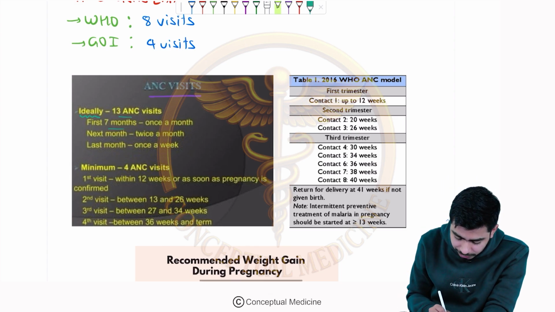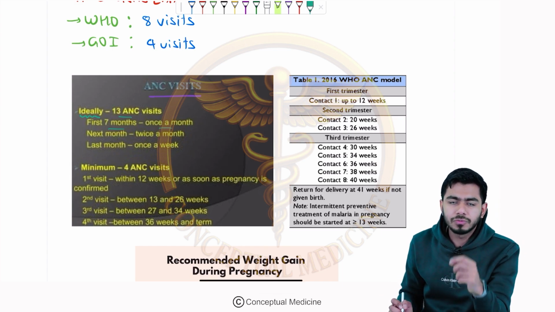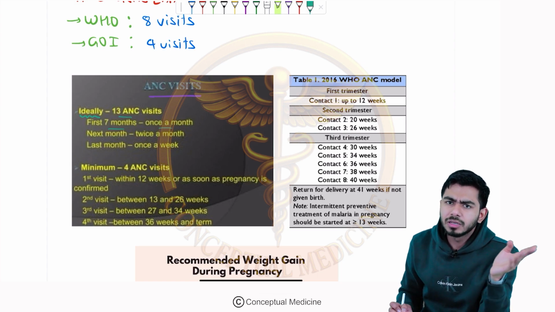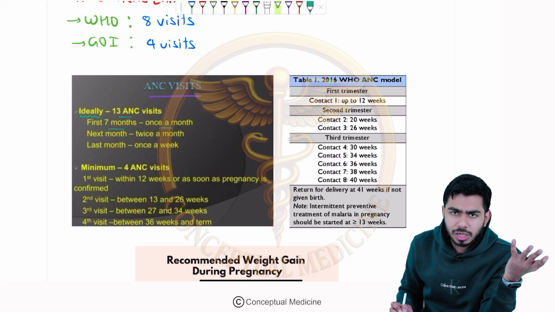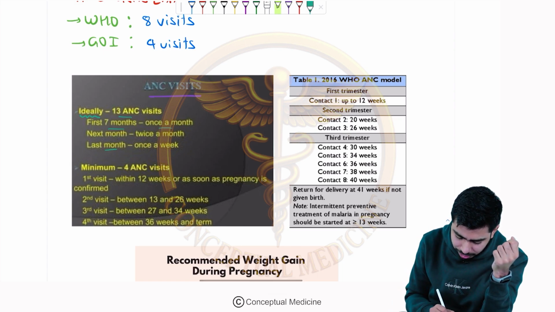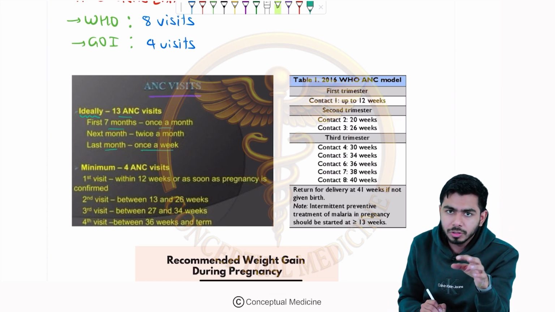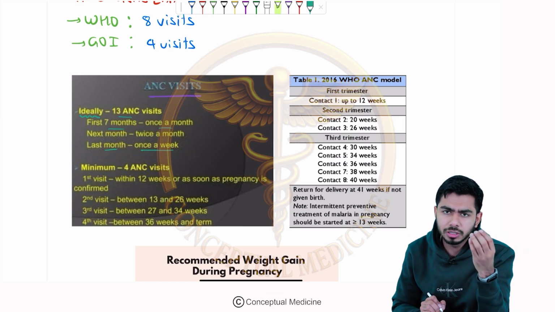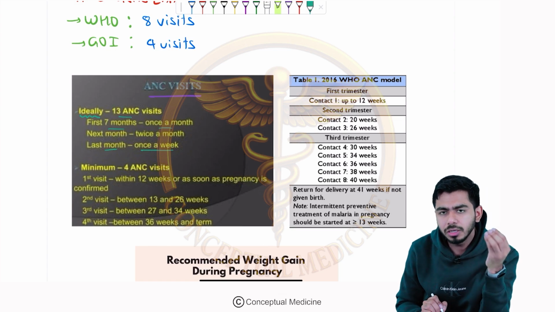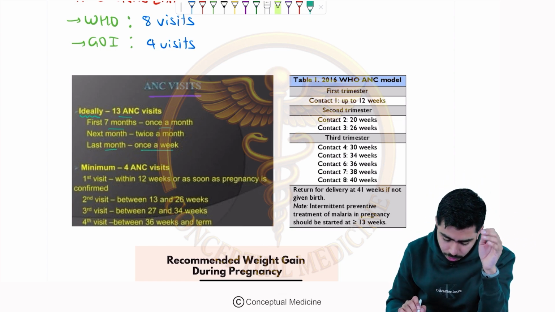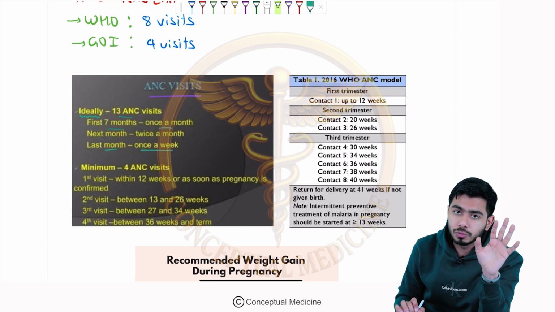Now, in the first 7 months, once a month: first month, 1 visit, second month, second visit, third month, third visit, right? Like that, they shall be going to the doctor for the visits. Then, in the last month, once a week, because that is a very close period to the birth of the baby. So every week in the 9th month probably, they should be visiting the gynecologist or obstetrician, right? Okay, but that is the ideal situation.